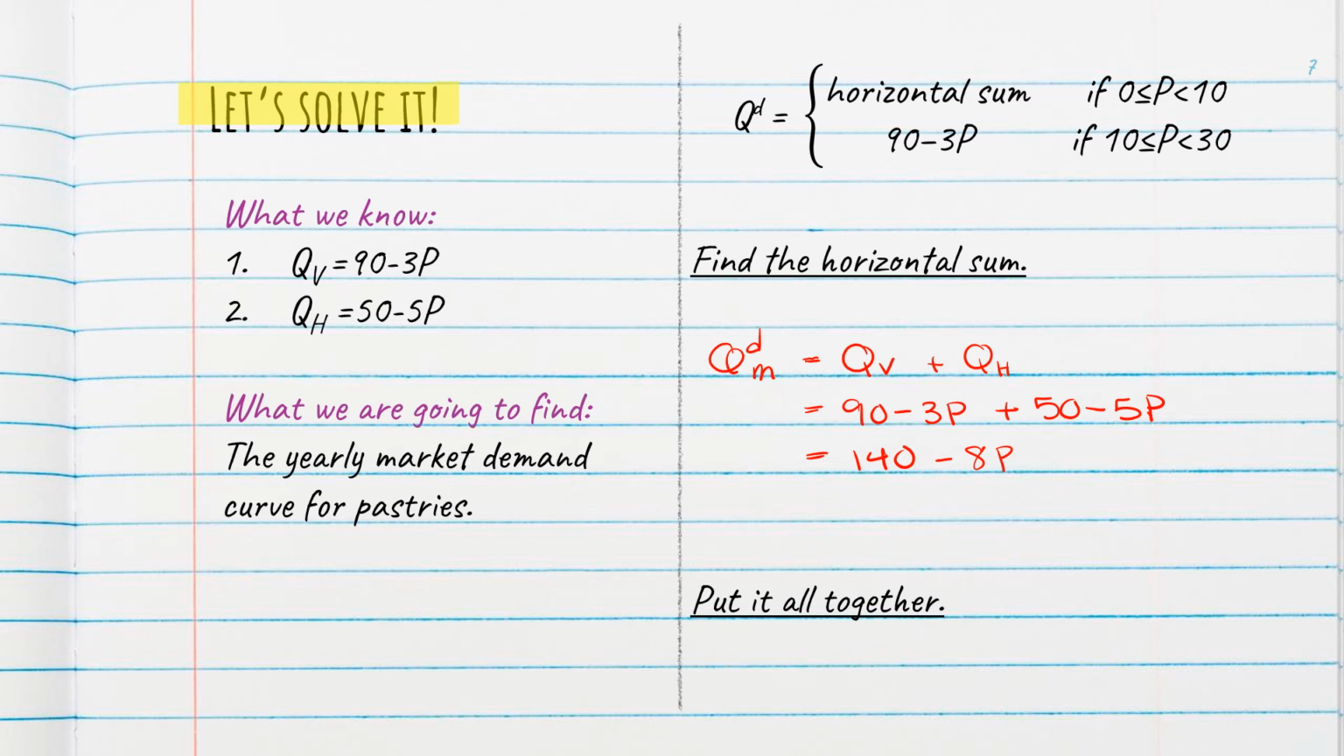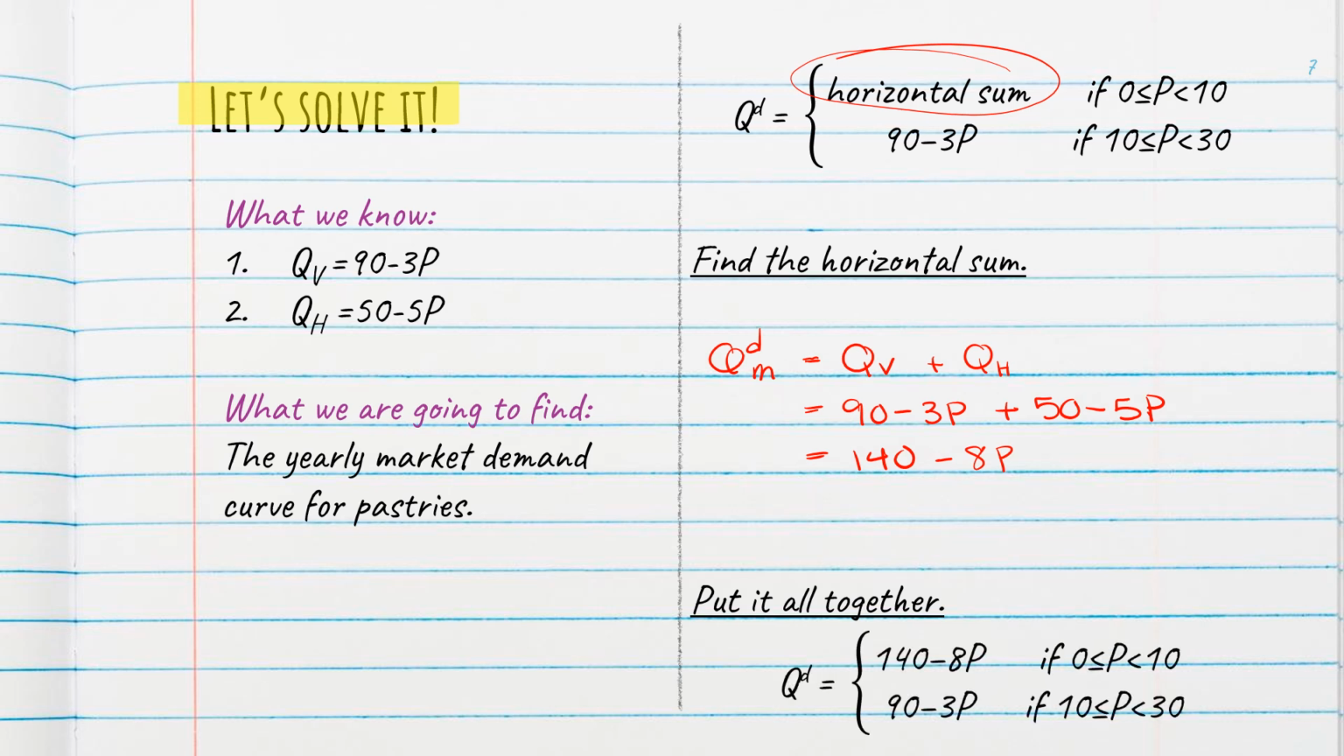So we can now put it all together. In place of the words horizontal sum, I'm going to put what I know about the horizontal sum, which is that it's 140 minus 8p. I get this final solution, which is like a two-part market demand curve. I think for my purposes, what's most important is that we recognize that when we do this horizontal sum, it only holds for prices that are low enough for both customers to demand a positive quantity.